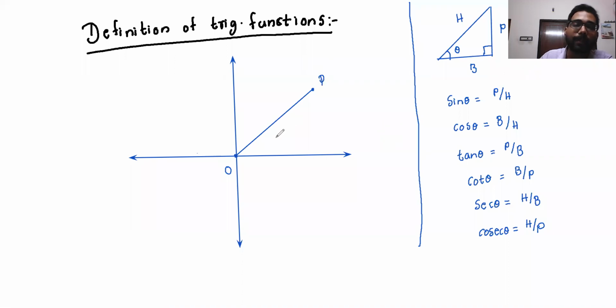So this point is P, and let's say this line is making angle theta with the reference. The positive x-axis is the reference. So if this is making angle theta with this, now let's say the coordinates of P are x comma y.